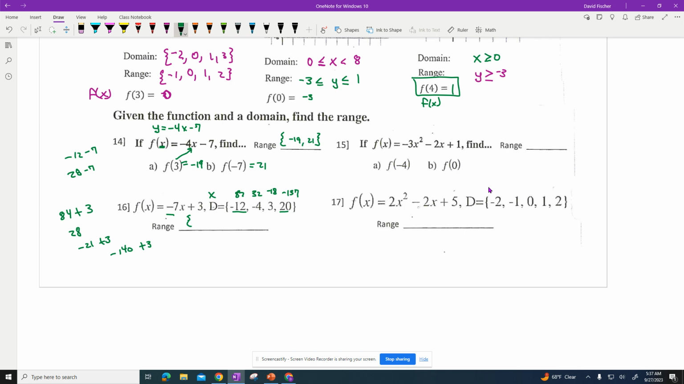I just need to come down here and put them in order. -137, that's my smallest. -18 is next. Then I have a 32, and then I think that was an 87. Can't read my own writing with this fat marker here. All right, put commas in between.